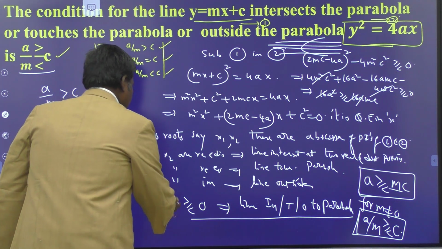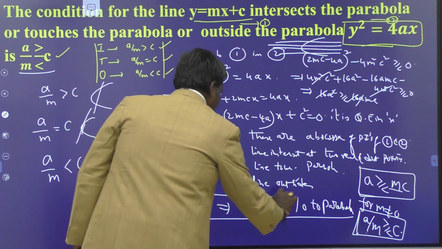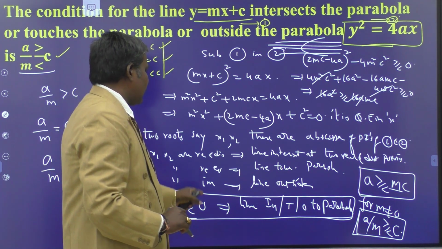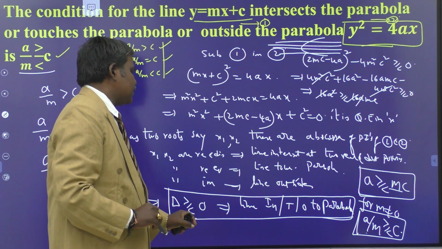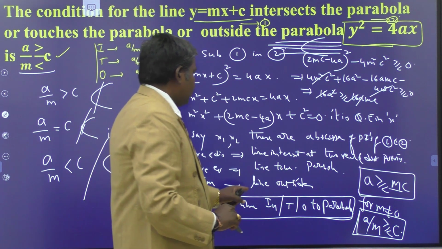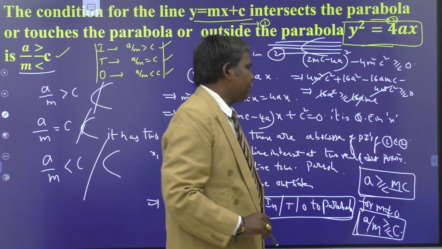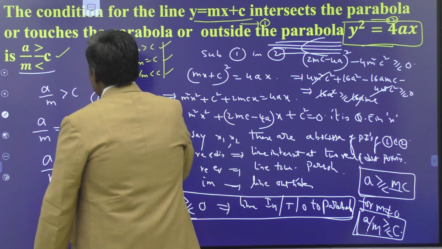This is the result. Delta greater than or equal to 0. Then the roots are real and distinct, or real and equal, or imaginary. According to that, the line intersects, touches, or lies outside the parabola. So from that we obtain the conditions.